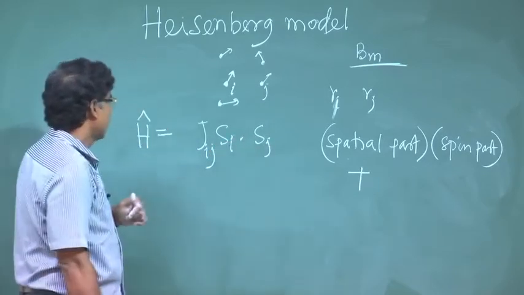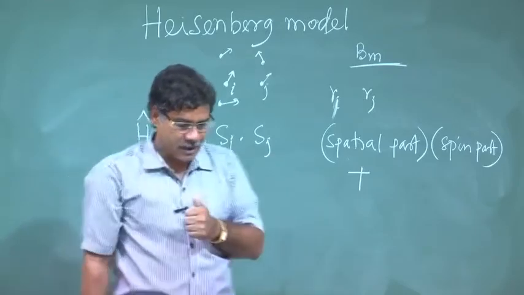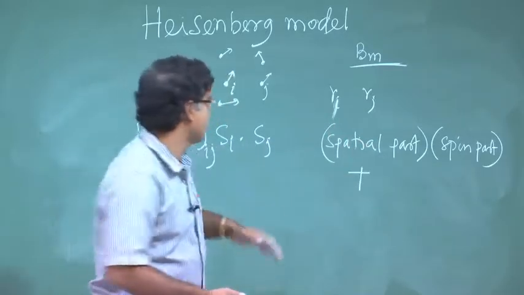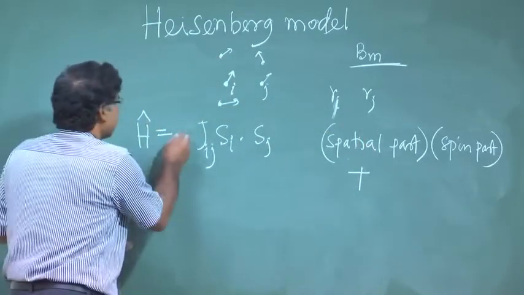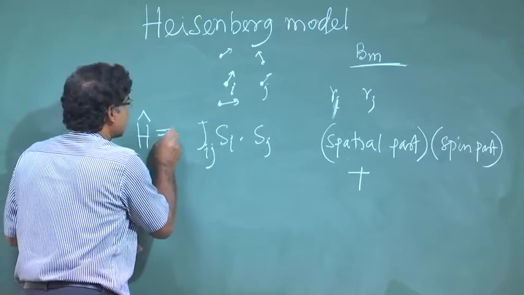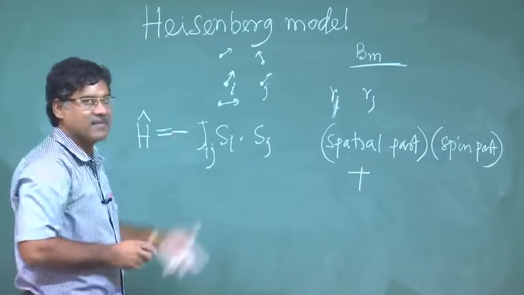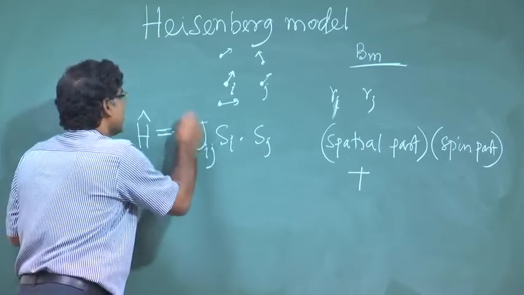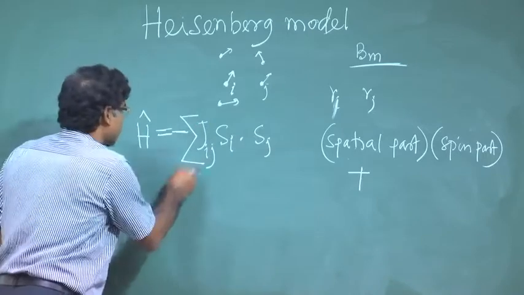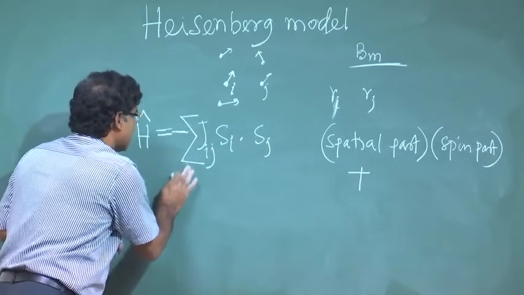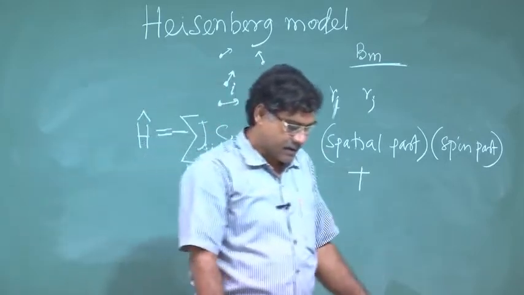Okay. Now, this is for two electron system. Now, in my crystal I have many, and this exchange energy is taken as minus. One can derive this basically, and then for considering all spins, we can take summation over i and j. Okay. So, this is the Heisenberg model.